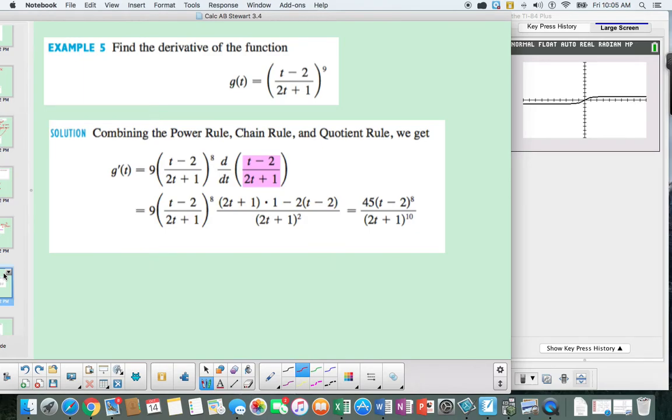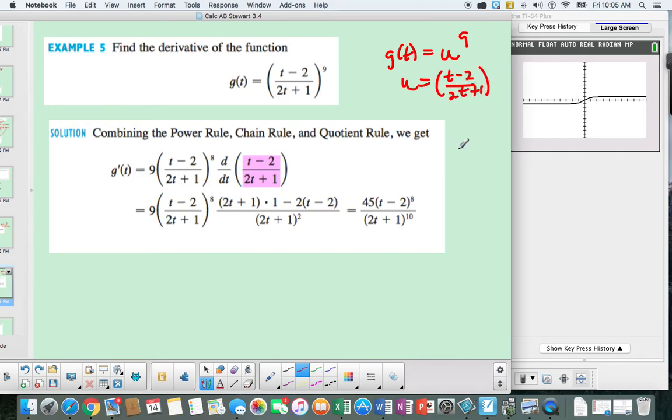Here's another example of finding the derivative using the chain rule. Again, my outer function is a power rule, u to the 9th power, and my inner function is this quotient.